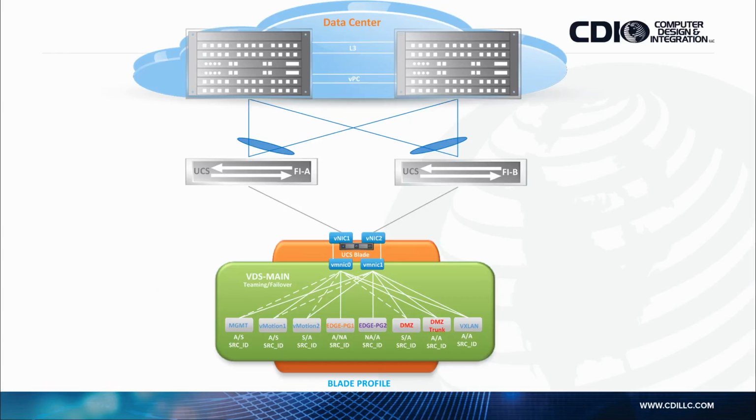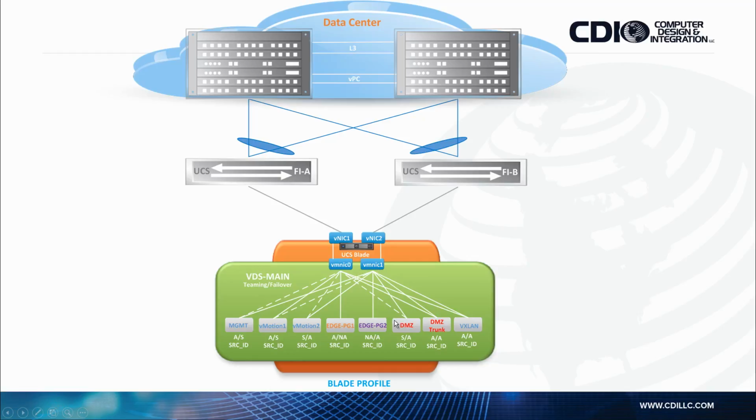As for the blade profile, each blade will have the same configuration with respect to teaming and failover. Starting on the left, the management port group will have an active-standby NIC configuration based on port ID. There's a mistake here, because VMNIC 0 is actually standby and VMNIC 1 is actually active. The same design goes for vMotion. Edge port group 1 will only utilize VMNIC 0, with VMNIC 1 not in use. It's the same design for Edge port group 2, but flipped, so VMNIC 1 is actually going to be used and not VMNIC 0.